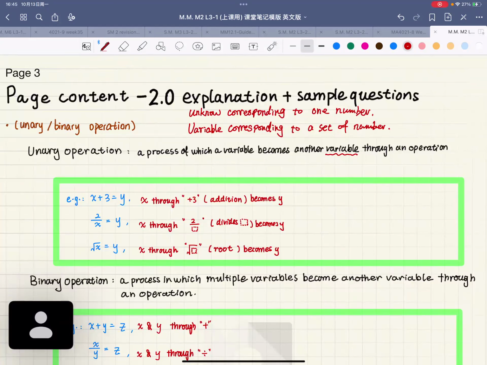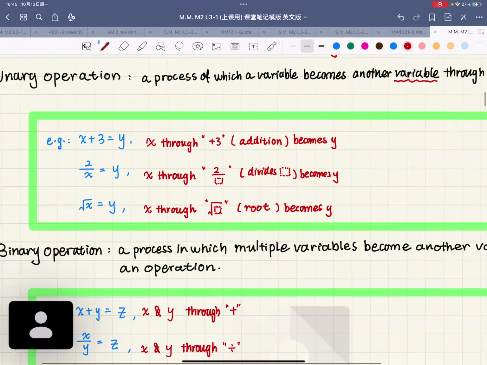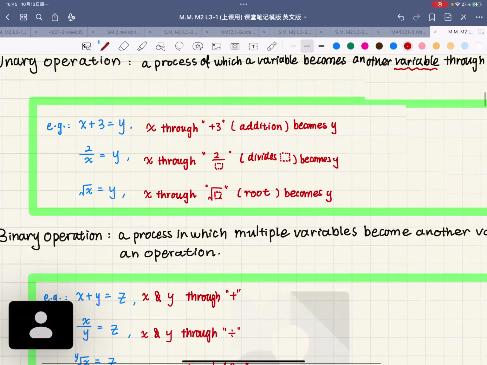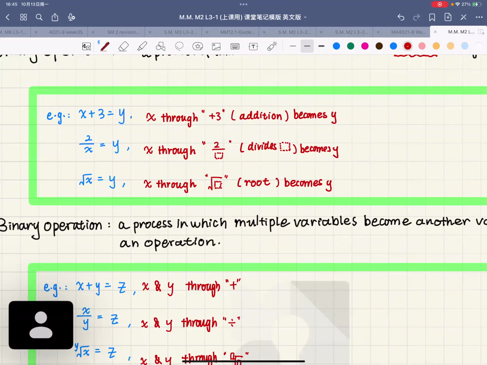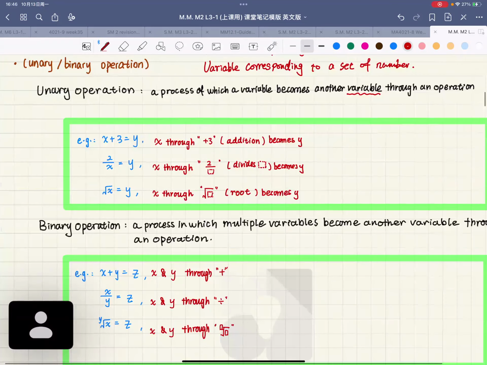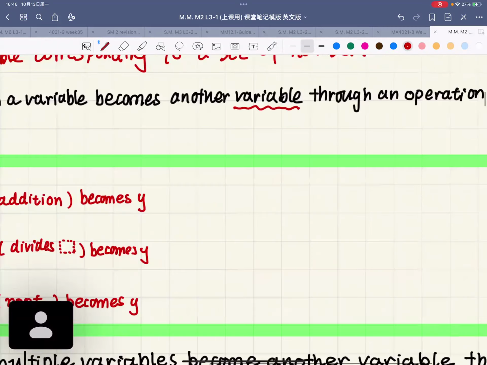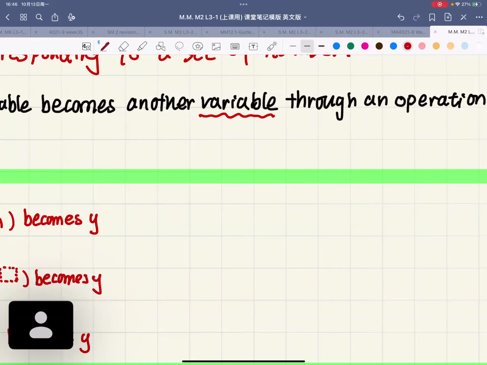For example, x plus 3 equal to y. Okay, how do we describe this? X through plus 3, basically addition, becomes y. All right, x over 2 is equal to y. That's the second example. X through divided by 2 becomes y. Square root of x is equal to y. X through square root, basically that's a root, becomes y. Basically, a process in which a variable becomes another variable through an operation, just one operation.